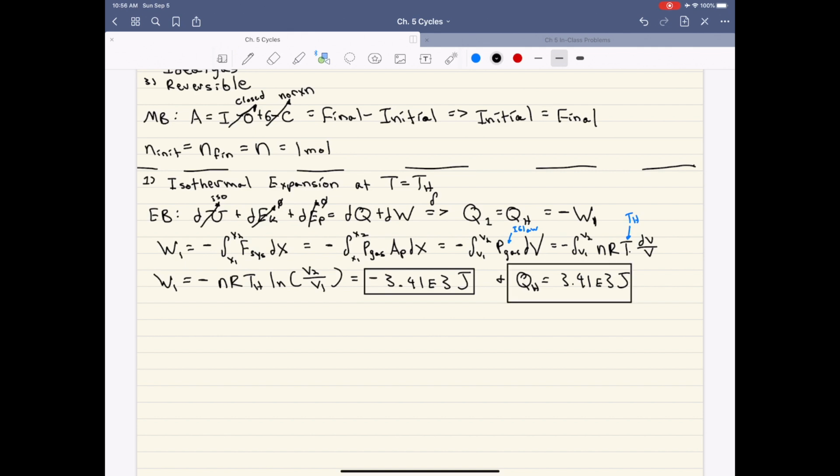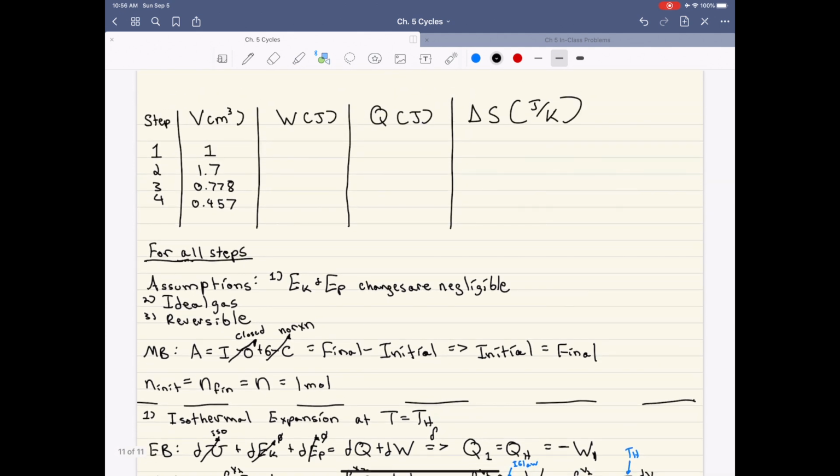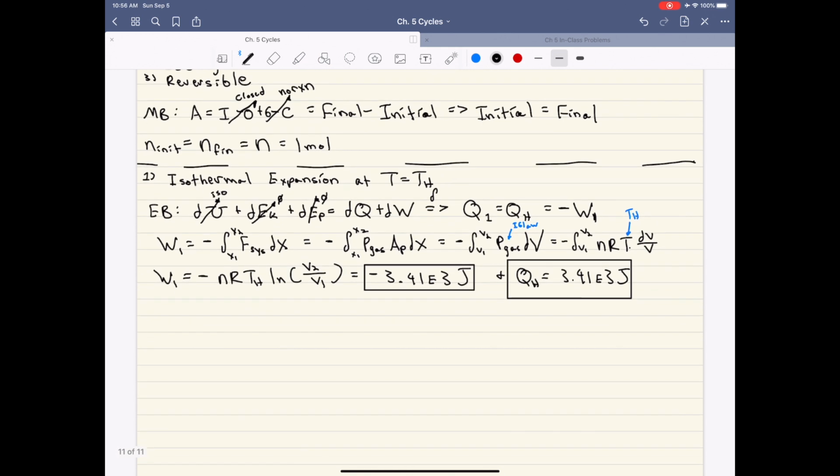So let's take these values and we'll put them up in our table. So we have work and Q. We got those from the energy balance.